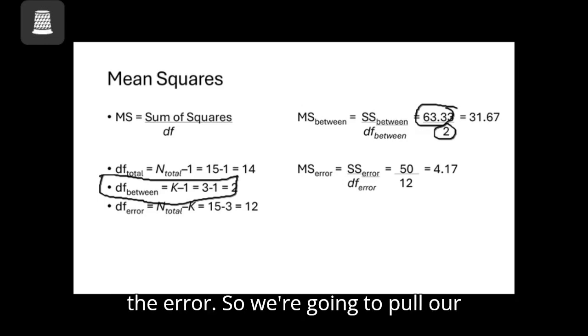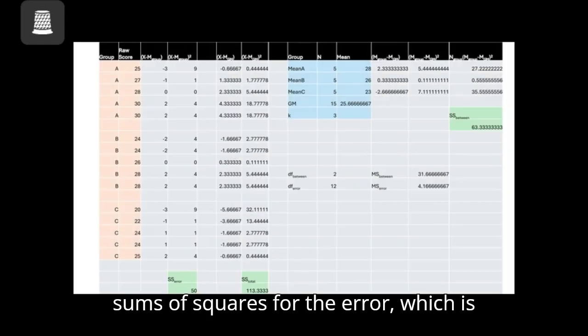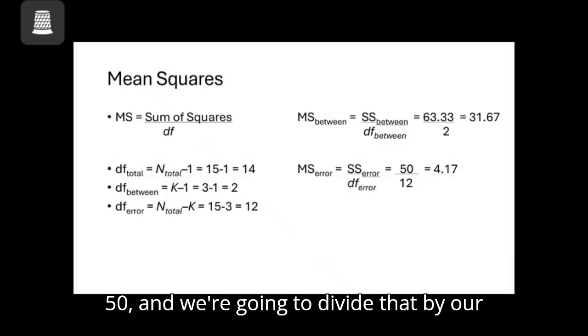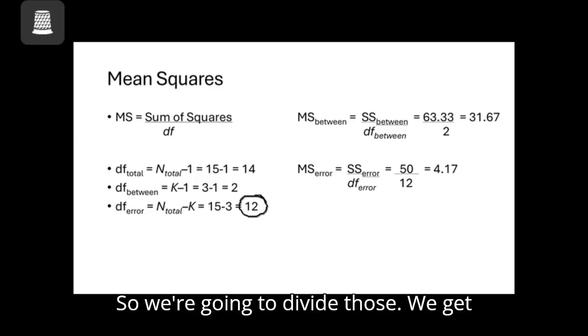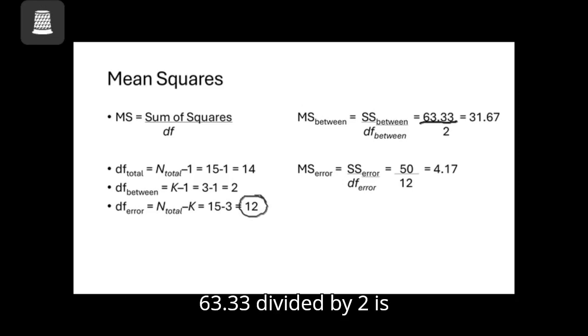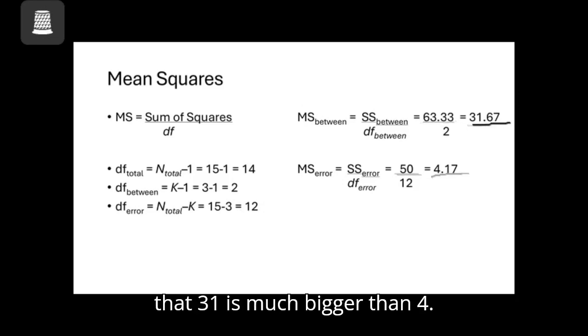And then we're going to do the same thing for the error. So we're going to pull our sums of squares for the error, which is 50, and we're going to divide that by our degrees of freedom for the error, which is 12. So we're going to divide those. We get 63.33 divided by 2 is 31.67, and 50 divided by 12 is 4.17. We can already see that our between is much bigger than our error term. So that 31 is much bigger than 4. But we're going to plug these into the formula for our F ratio.